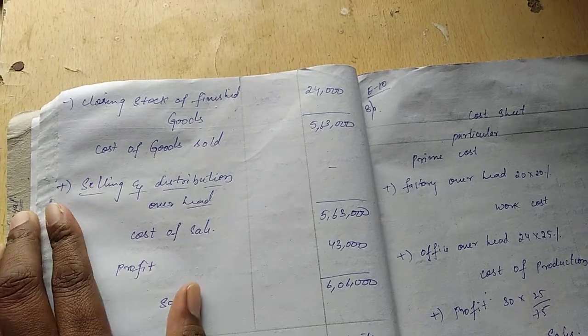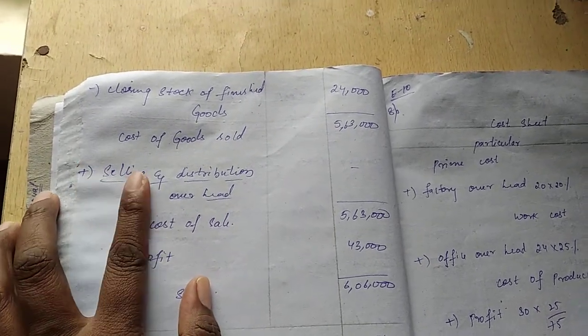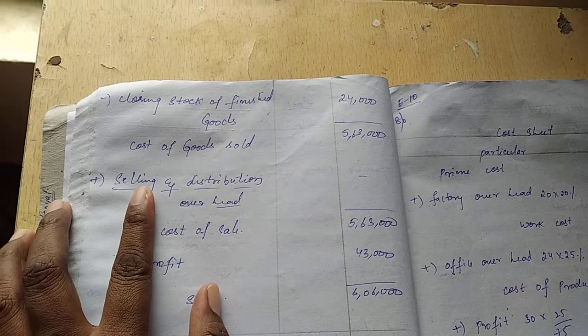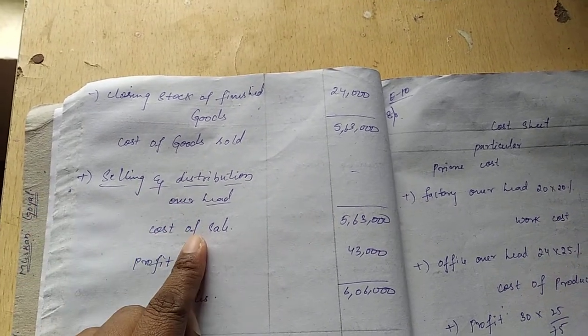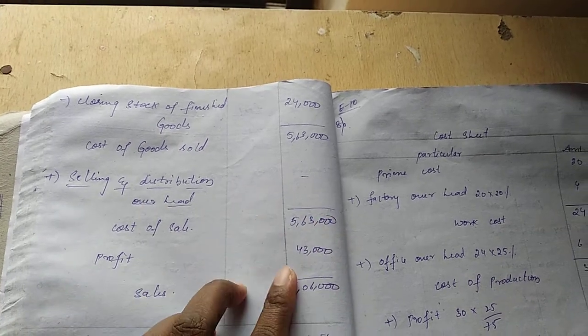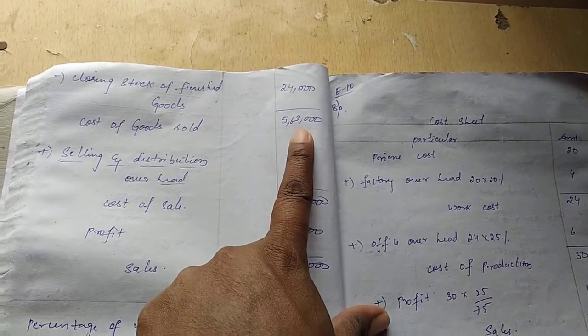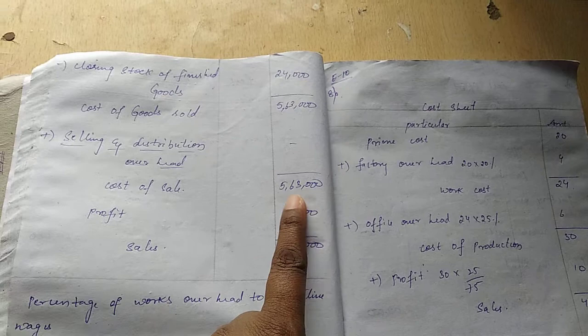So to the cost of production we have to add opening stock of finished goods, and from that we have to deduct closing stock of finished goods. Then cost of goods sold will be how much? 5,63,000. Next, add selling and distribution overhead. Nothing he has given, nil. So the cost of goods sold we have to bring down here.